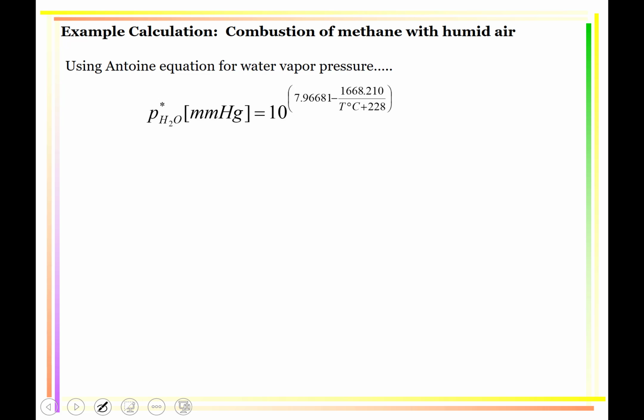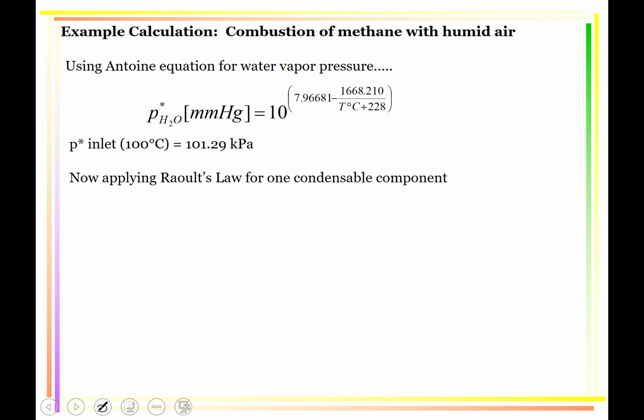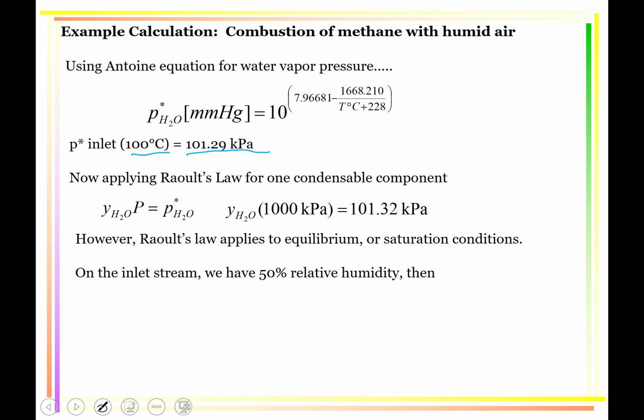First thing we want to do is use the Antoine equation for water vapor pressure. We do that calculation. It turns out that at 100 degrees C, the P star at the inlet is 101.3. Now we apply Raoult's law, and we would have the mole fraction times 1,000 kilopascals, which is 10 bar, is equal to 101.32. However, this Raoult's law only applies to equilibrium.